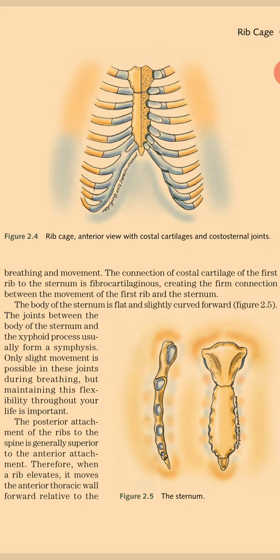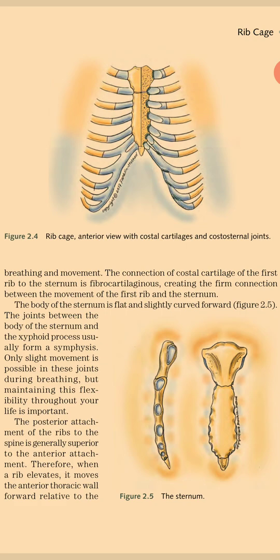The body of the sternum is flat and slightly curved forward. The joints between the body of the sternum and the xiphoid process usually form a symphysis. Only slight movement is possible in these joints during breathing, but maintaining this flexibility throughout your life is important.